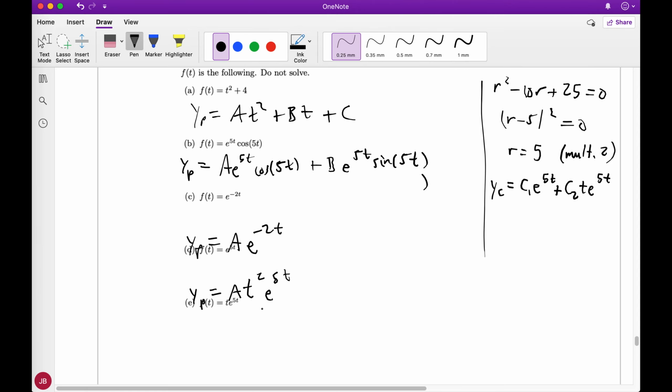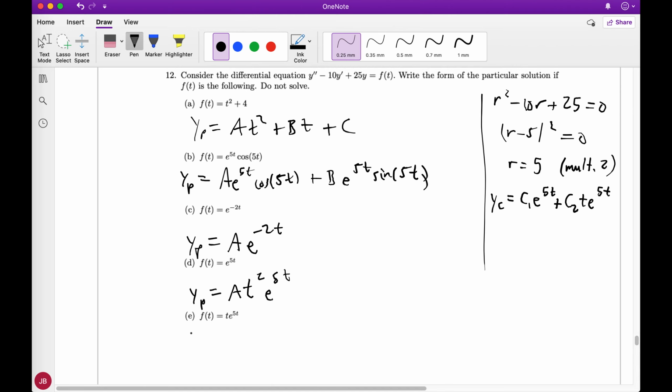And then finally, we get yp equals, well, I'll leave a little bit of room. I think you can probably see why. But we have a degree 1 factor of t times e to the 5t, so we're going to need a linear polynomial times e to the 5t. And now check. Well, this is technically a constant times e to the 5t. That's already represented right there. So I need at least one factor of t.